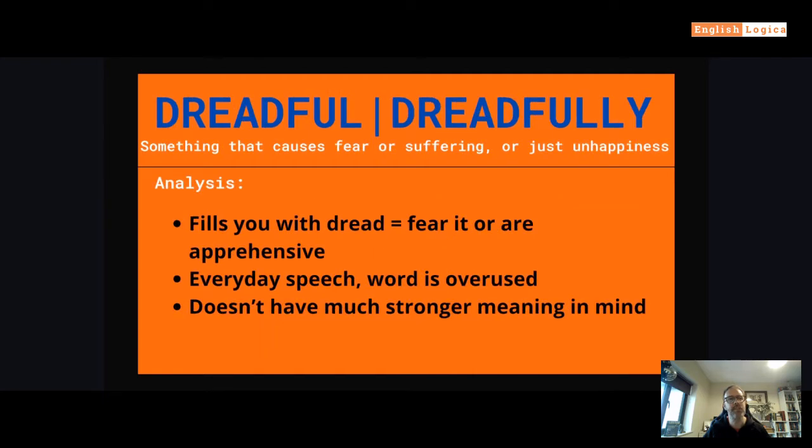Our next word then is dreadful and dreadfully. This is something that causes fear or suffering or just unhappiness. So if something fills you with dread, it means you fear it or are apprehensive. It makes you apprehensive. In everyday speech, the word dreadful is overused. It doesn't have this much stronger meaning in mind when people say, oh my God, that's dreadful. They don't really mean that it fills you with dread. It just means it's something terrible. So it's played down a little when it's used.